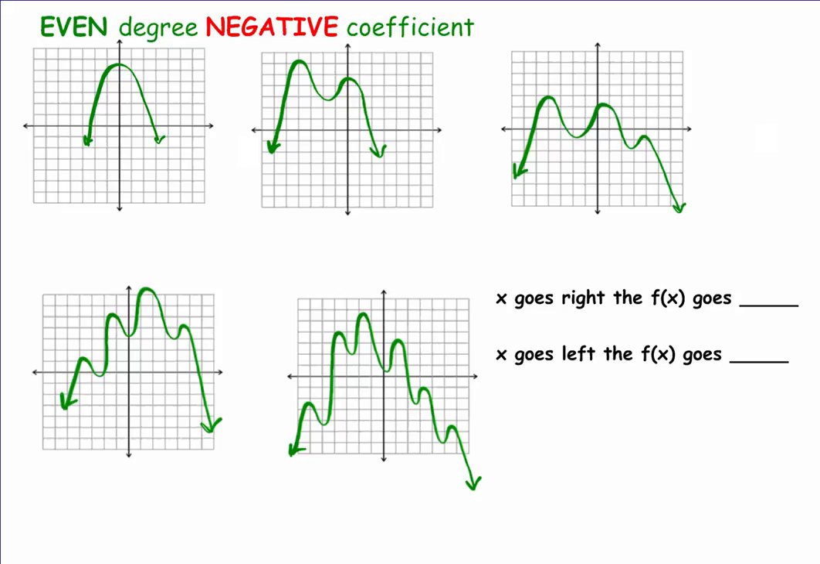So when I have an even degree negative coefficient, upside down cups of water, if you remember from the last lesson, as x goes to the right, f of x goes down. And as x goes to the left, f of x goes down again. So let's write that in math. Not positive infinity, negative infinity, because I'm going left. Then f of x goes to negative infinity also.